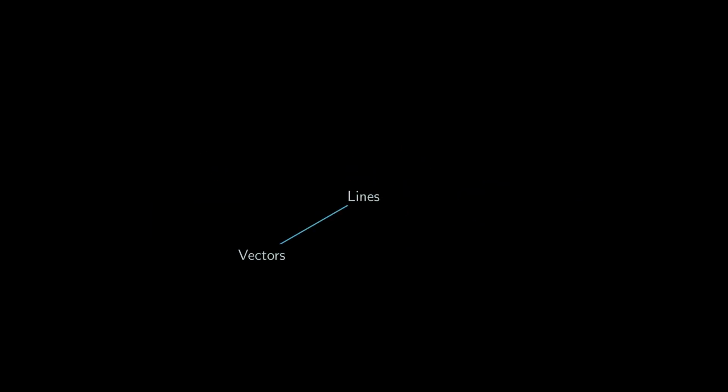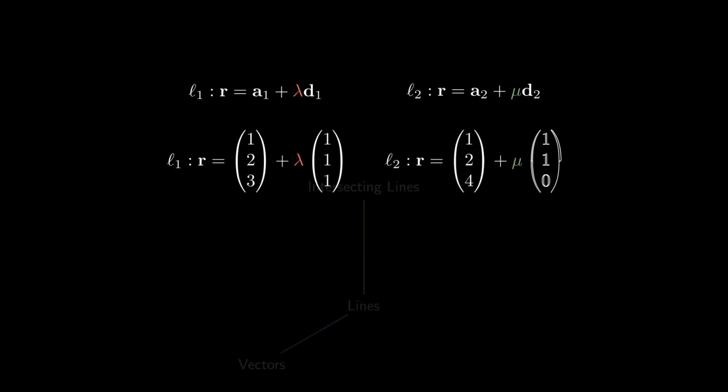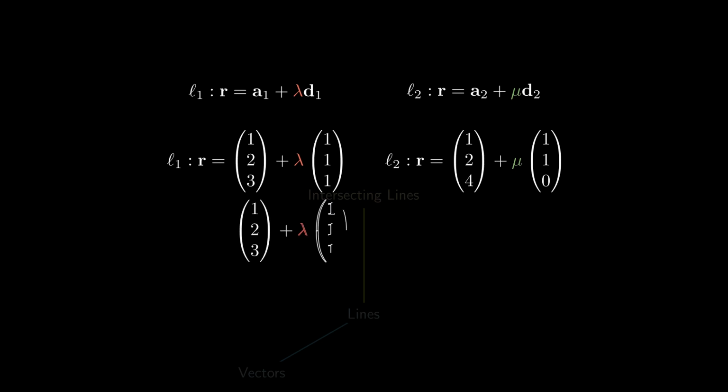But what happens when we have two lines? Do they always intersect one another? For example, we have these two lines given by slightly different position and direction vectors. To find their points of intersection, equate the two expressions together. Doing a bit of vector algebra, we can obtain that lambda and mu are both equal to 1. Since we can obtain solutions to this vector equation, we can conclude that the lines must intersect.